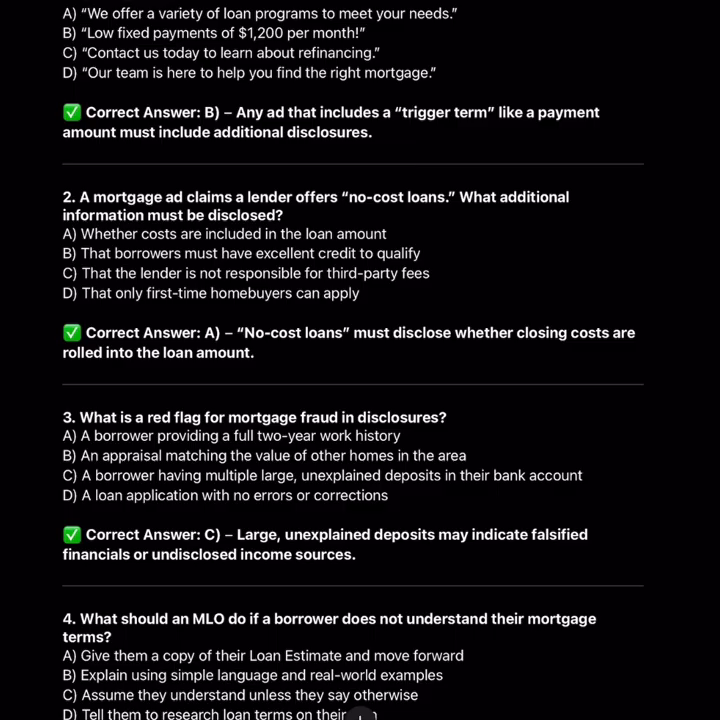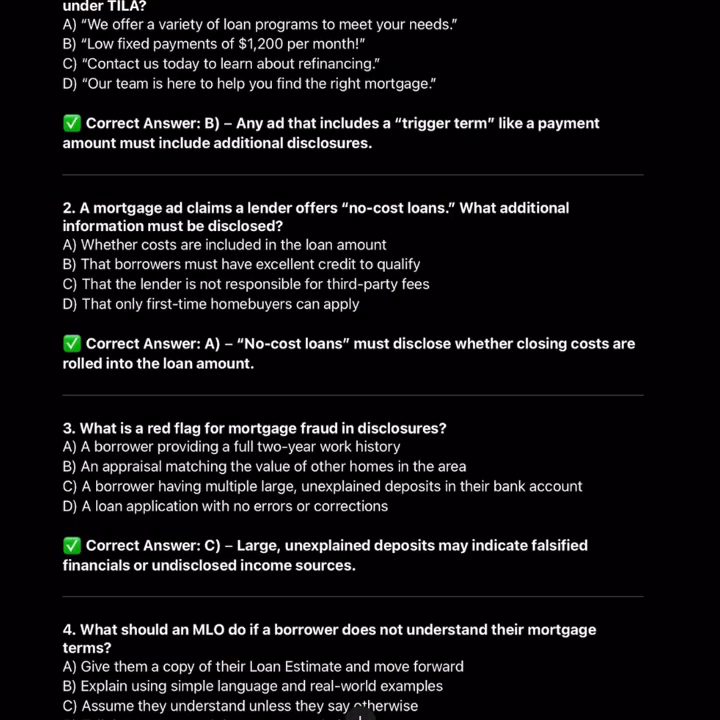2. A mortgage ad claims a lender offers no-cost loans. What additional information must be disclosed? A. Whether costs are included in the loan amount. B. That borrowers must have excellent credit to qualify. C. That the lender is not responsible for third-party fees. D. That only first-time homebuyers can apply. Correct answer A. No-cost loans must disclose whether closing costs are rolled into the loan amount.